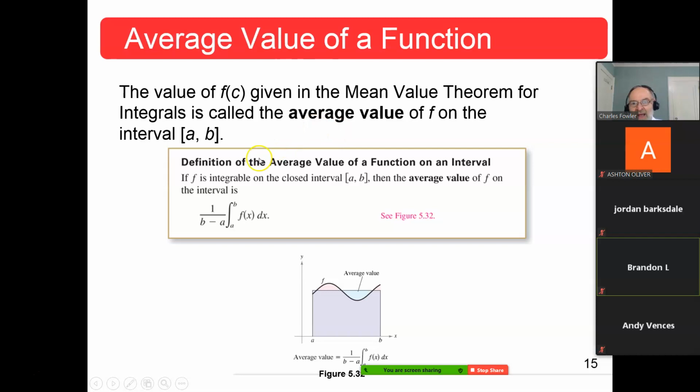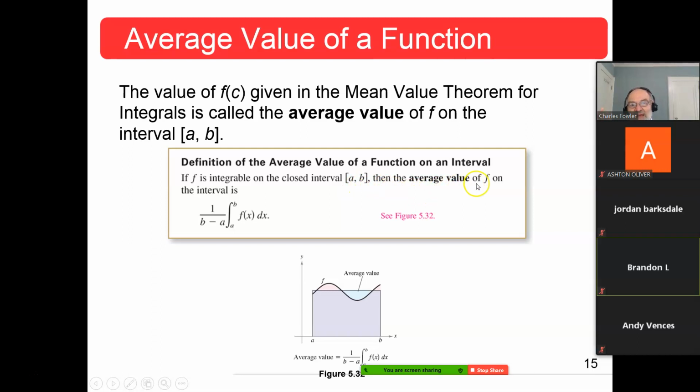That's also called that. So here's a definition of the average value of a function on an interval. If f is integrable, it's got to be integrable. Now, before we said continuous for the mean value theorem; this is a little tighter requirement. f has to be integrable, okay? That means not only is it continuous, it's also smooth. Well, not just that either. There can't be any vertical asymptotes there. So that's sort of another thing too. So it has to be integrable on the closed interval from a to b.